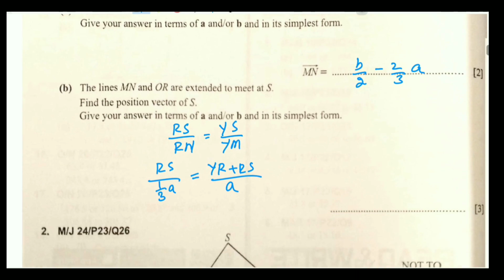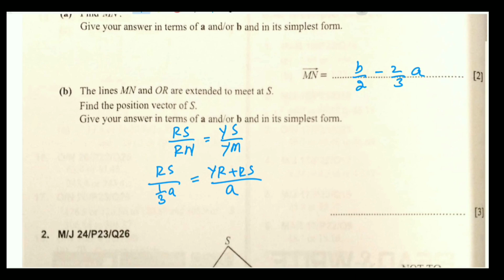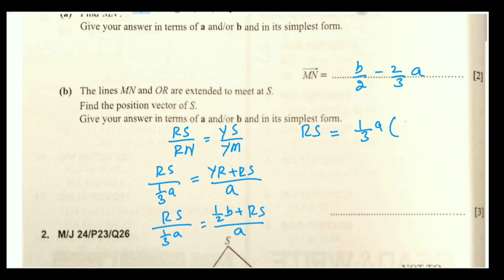So now what we will do here, YR will be B by 2. We will write here RS over 1 by 3A is equal to 1 by 2 B or B by 2, they are same, plus RS over A. So we will find RS is equal to 1 by 3 A multiplied with 1 by 2 B plus RS over A.